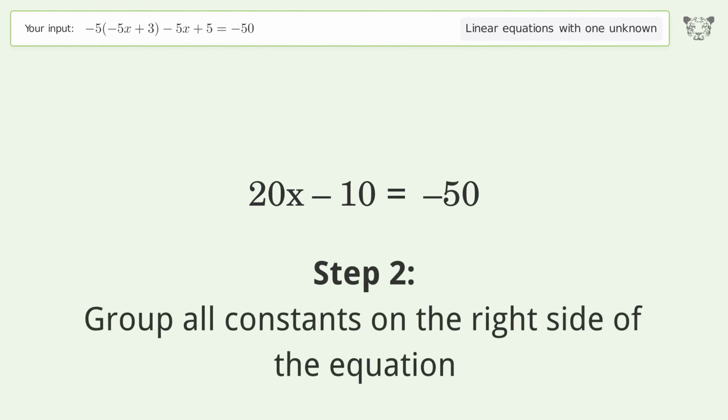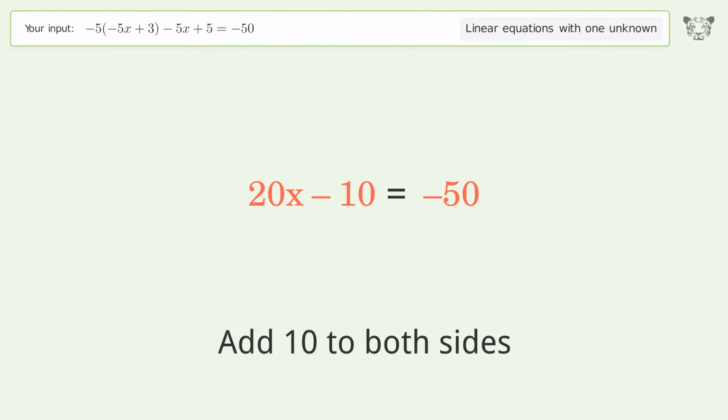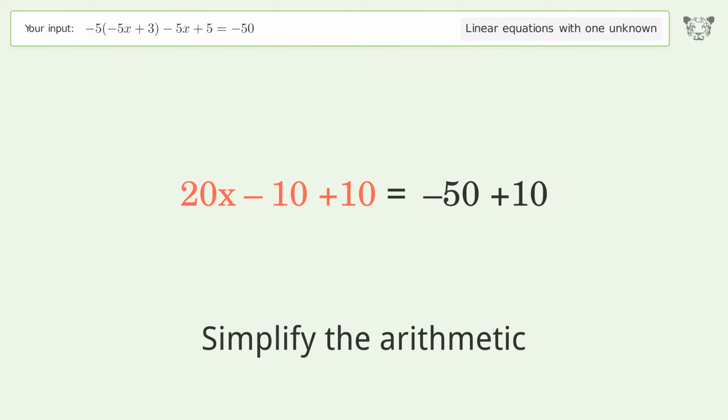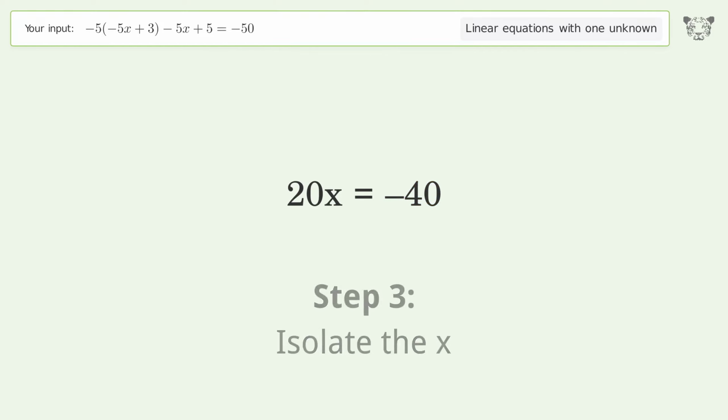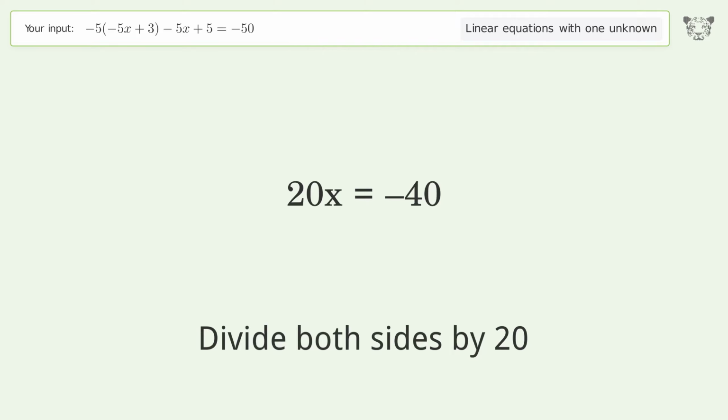Group all constants on the right side of the equation. Add 10 to both sides. Simplify the arithmetic. Isolate the x. Divide both sides by 20.